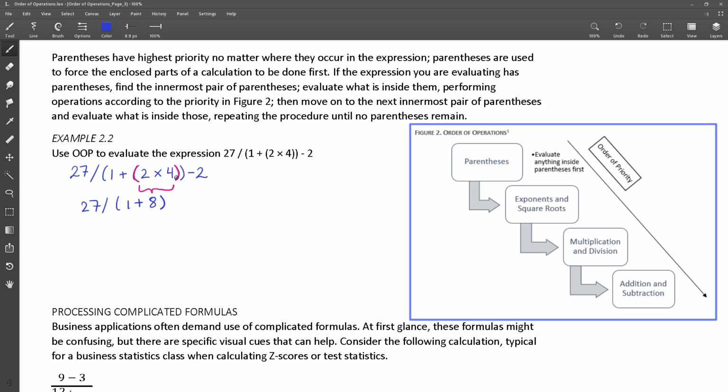So notice my pink parentheses, they're gone now because we have the 8 that those evaluated to. So 1 plus 8 still remains inside this outer set of parentheses, minus 2. Next thing we have to do is evaluate what's inside the parentheses because parentheses remain the highest priority operation. So since there's only one set of parentheses, I'm not going to highlight them in pink, but we're going to evaluate this expression 1 plus 8, and we get 9. So now we have 27 divided by 9 minus 2.